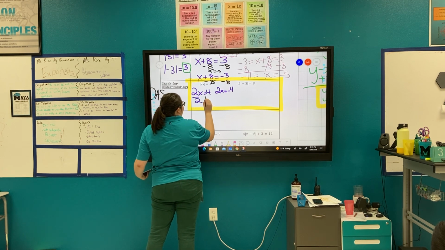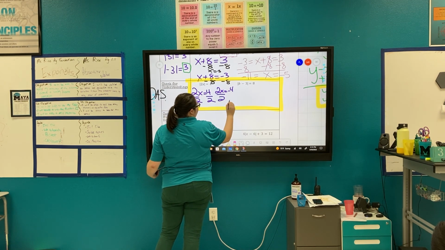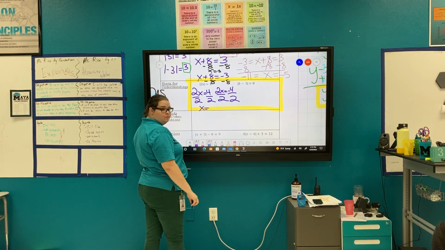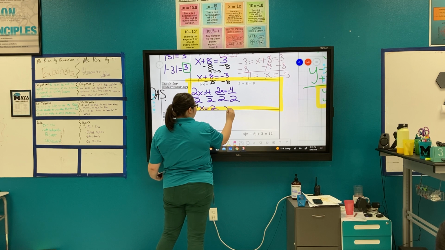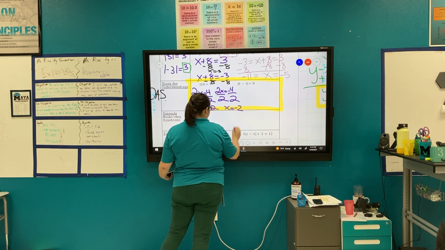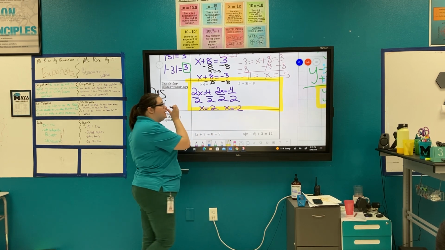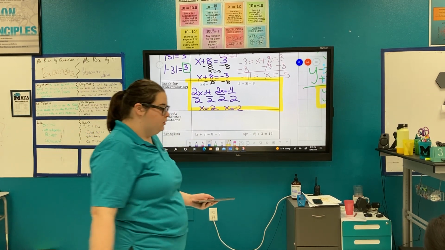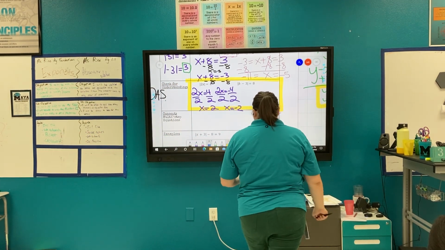Que está negativo ahí, ¿verdad? Pero se va a agregar a los dos lados. So we're going to have x equals what? X equals positive. And then for the second one, x equals negative. Perfect. You need both of these. Tiene que hacer lo mismo.